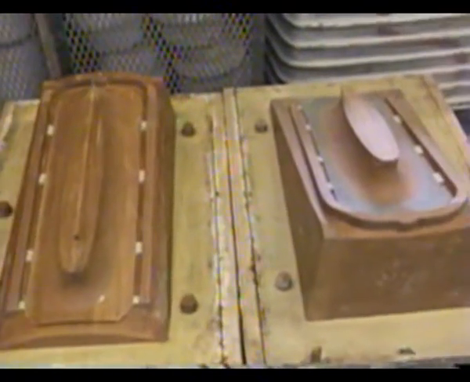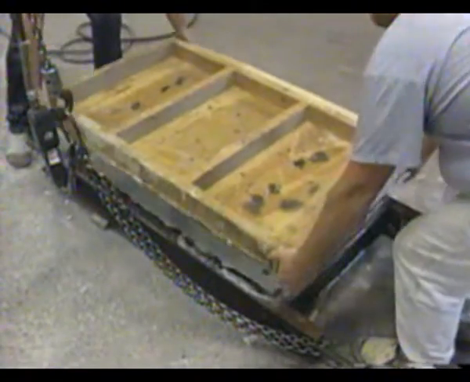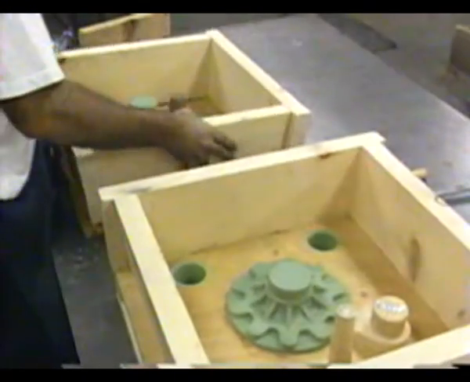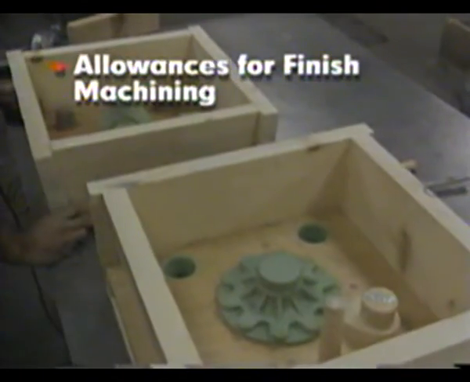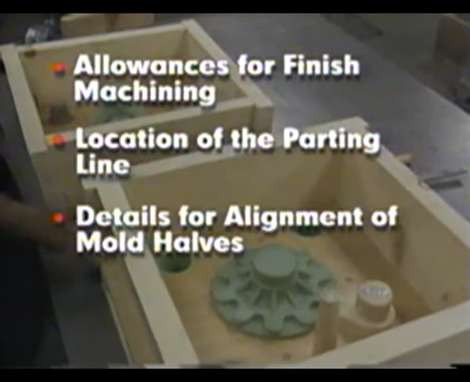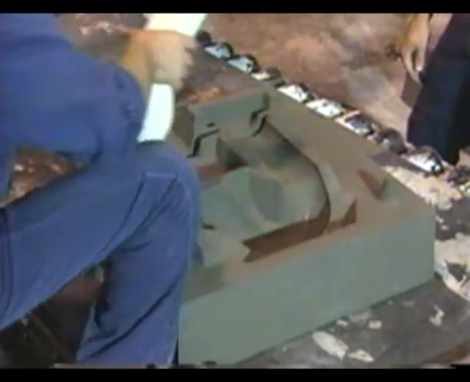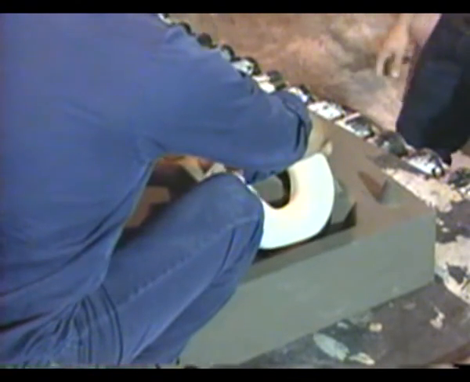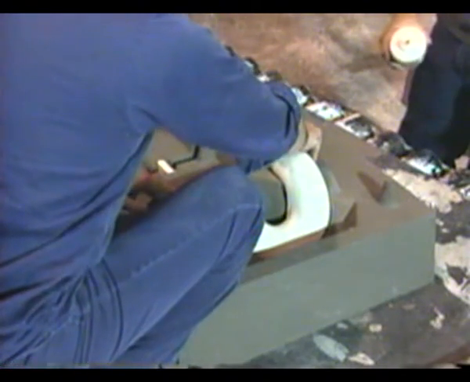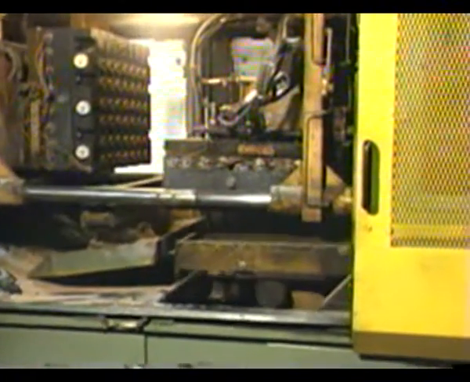Patterns are oversized to accommodate metal shrinkage during solidification. They are given a taper or draft to ease release from the mold. Patterns may also include allowances for finish machining, location of the parting line, details for alignment of mold halves, and for metal transfer through the mold. Cores are needed to create the recesses, undercuts, and interior cavities that are often required for castings. Cores are produced from various materials using a variety of production methods.